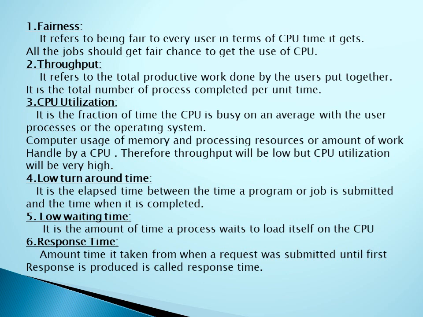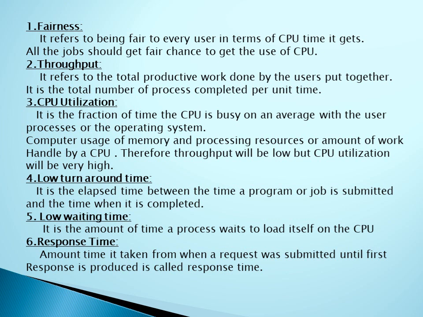Next one is CPU utilization. As we know, the scheduler is required to make use of the CPU. It is the fraction of time the CPU is busy on average with user processes or the operating system. Every time the CPU is doing some work, that means processes are in progress and taking the time of the CPU, in use by processes or the operating system. It is the computer's use of memory and processing resources, or the amount of work handled by the CPU.